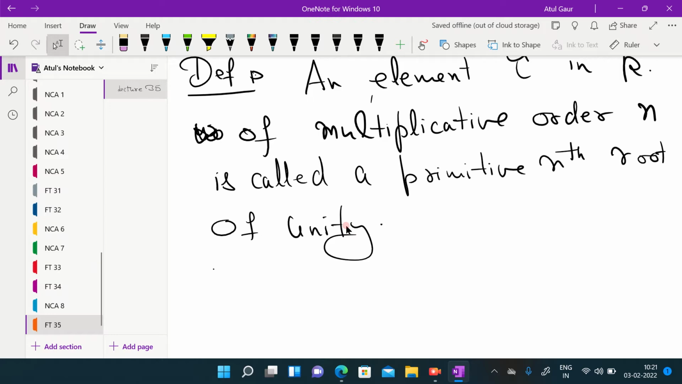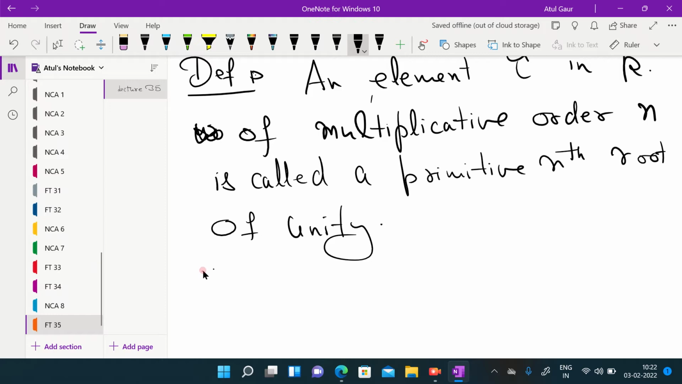So it is not necessary that you have such an element of order n. Is that fine? In case it exists, we call it a primitive nth root of unity. For example, consider the field Z2. In Z2, the maximum order is 2, so there is no element of order 3 in it, right? So an element whose multiplicative order is n we call a primitive nth root of unity in that field simply.